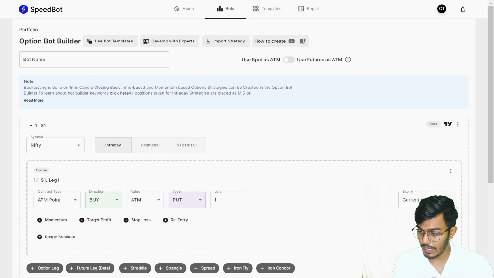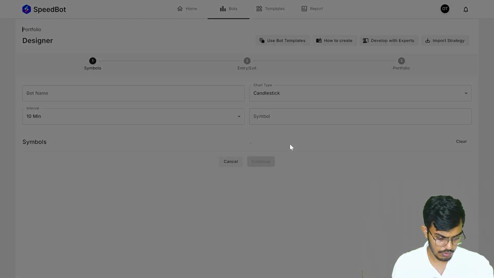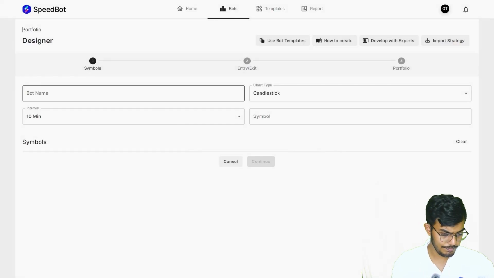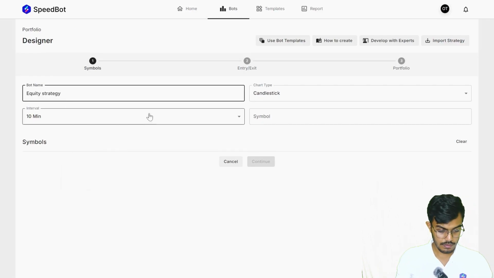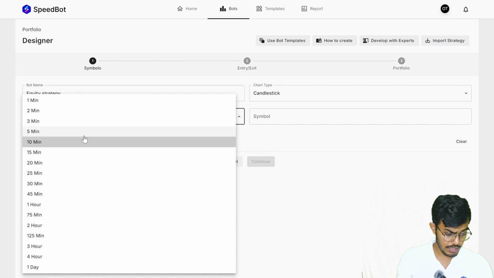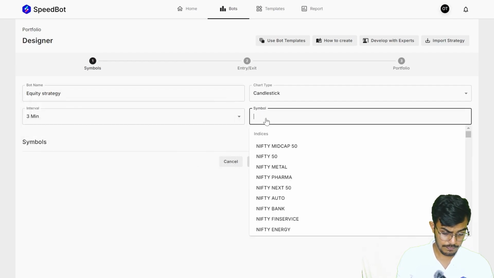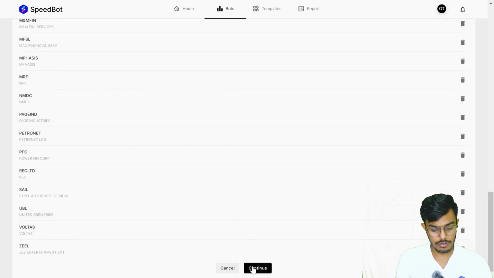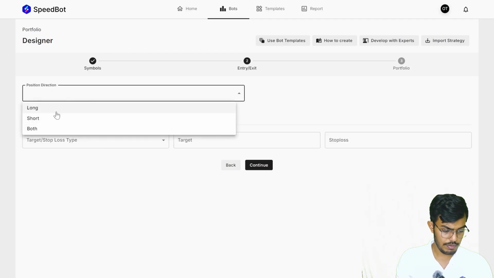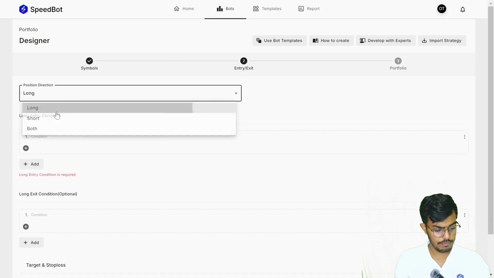So what type of indicators do you provide in the equity bot builder? This question is asked by Smithy. Smithy, to answer your question, you can go to the equity bot builder. You can just mention some equity strategy, whatever time frame that you'd like to have. Maybe I'll trade it on the Nifty mid-cap stocks. Maybe I'd like to go for the long or the short one.